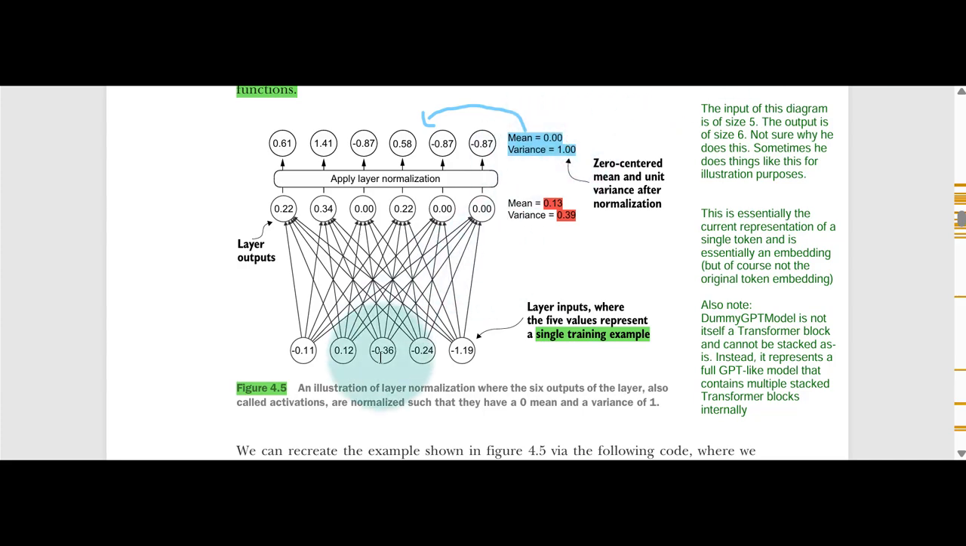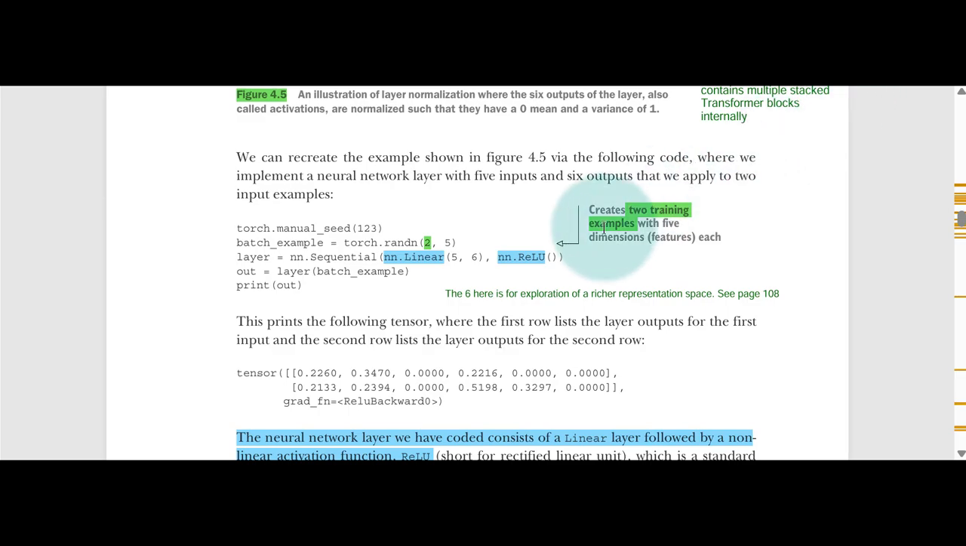So I'm not quite sure what this means. He calls it a single training example, but that's very weird, I think. But he does do some strange things here. Okay, let's keep going. So what he's going to do is just do a little experimentation here. He creates a fake batch example, which has 2 rows and 5 tokens in each row. Okay, and that's called the batch example. And now he's just going to apply a linear layer to that, and then a ReLU. So this is just playing around.